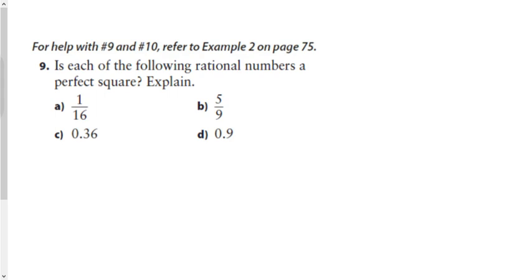It doesn't matter. Question 9 says, is each of the following rational numbers a perfect square? Explain. So another way to say that is, is the square root of 1/16 going to be a rational number or an irrational number? Meaning, is there a fraction that when multiplied by itself gets you 1/16? Another way to think of it is, what fraction multiplied by itself is 1 over 16?